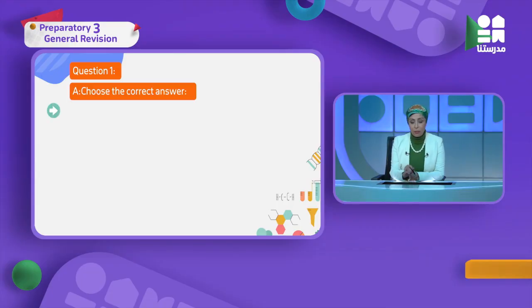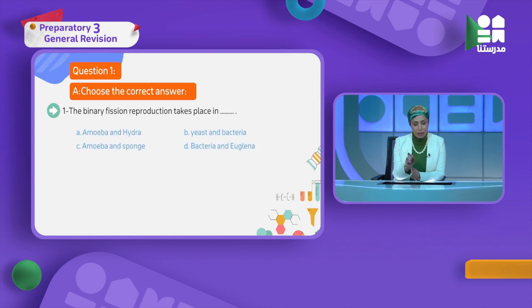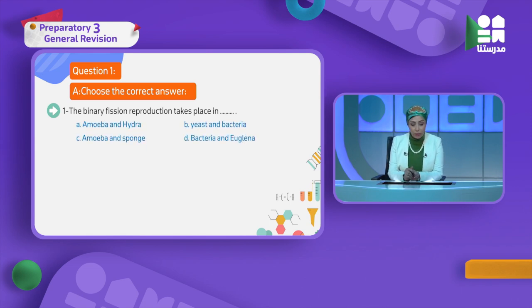Let's start. The binary fission reproduction takes place in. Where does binary fission happen? Surely you answered. Yalla. In amoeba and hydra, or yeast and bacteria, amoeba and sponge, or bacteria and euglena. Let's see the answer. Of course, the binary fission takes place in only bacteria and euglena, by which it splits into two cells which are identical to the parent cell.